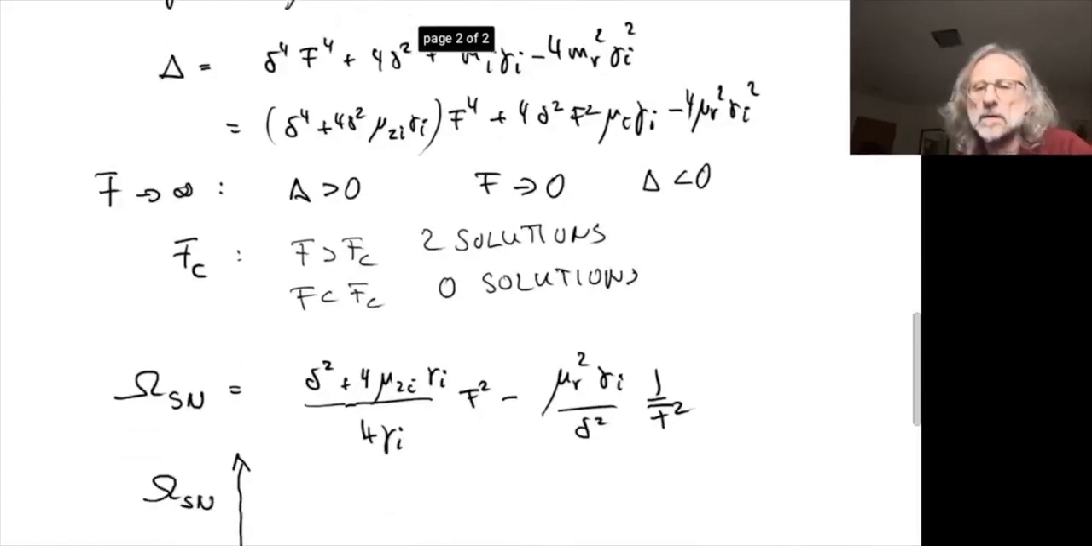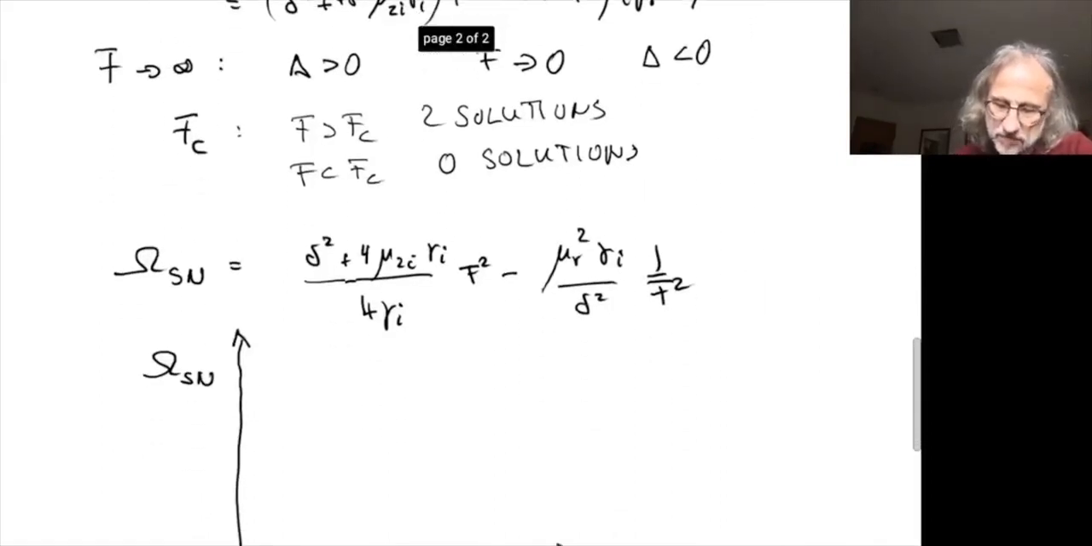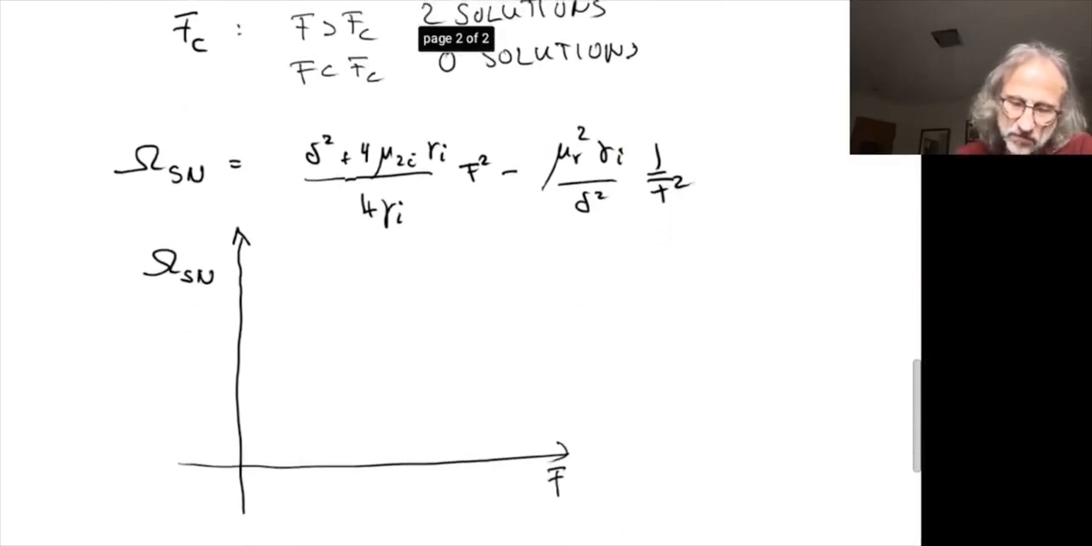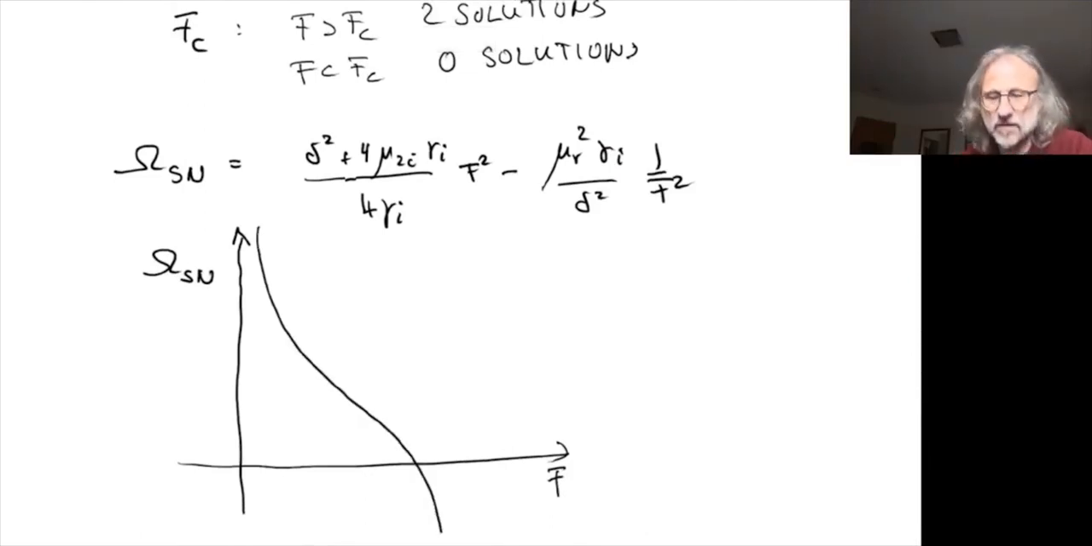And gamma I is also negative. So the first term is a parabola downward. This diverges as f equals 0. And gamma I is negative, but this is also negative, so it diverges in a positive way. So the curve looks roughly like this. This is the curve of the saddle node bifurcation. Whenever f is larger than that, we have two solutions.